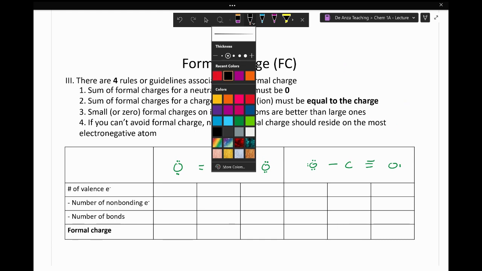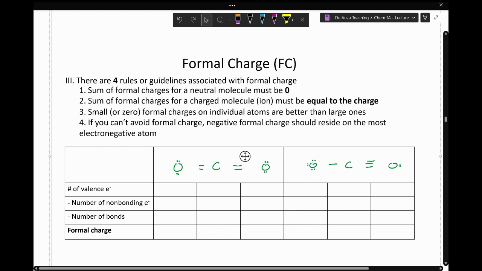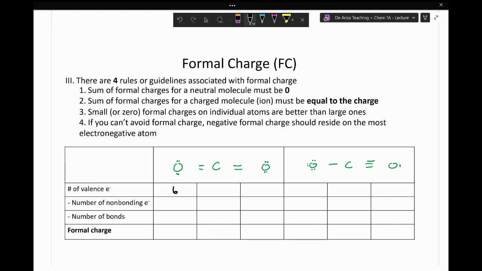All right, welcome back. What we're going to do is I'm just going to fill out this table as you just did. So we know oxygen brings in 6 electrons, carbon brings in 4, and it's the same here. So 6, 4, 6.